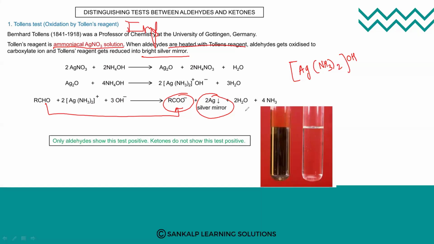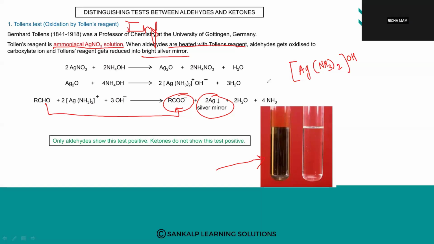You can see the test tube here on the right side. You can see how it is silver in color, like a silver mirror. So this test is only answered by the aldehydes. Ketones will not show this positive test. Only the aldehydes will show this test. So what is the formula for Tollens reagent? It is this, which I have written here.